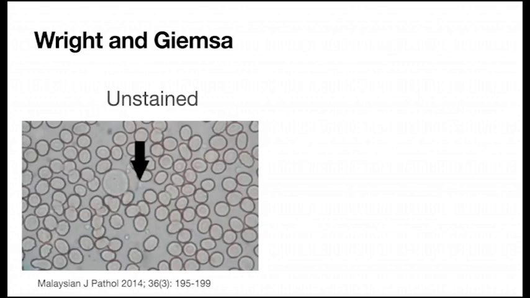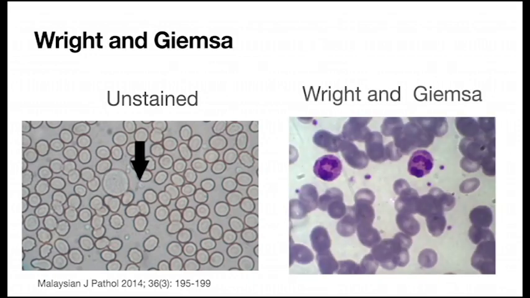The Wright and Giemsa stains are used to stain peripheral blood and bone marrow smears. This is an image of unstained blood cells. The next image would show the peripheral blood cells, mostly erythrocytes, a few platelets, and two neutrophils.